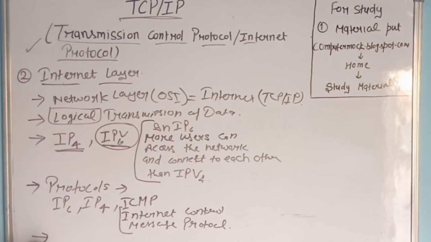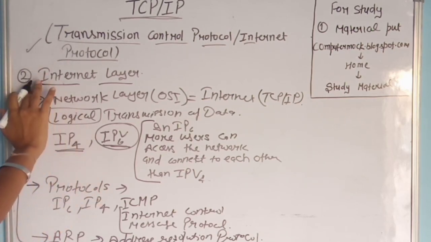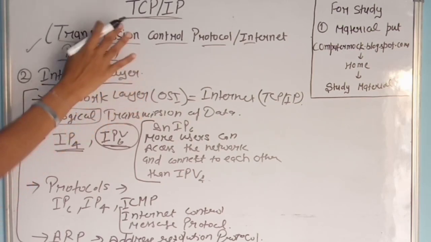The last protocol used by this layer is ARP, the address resolution protocol. This is the most important protocol, and it is used in two layers of the TCP/IP model: the network access layer and the internet layer. So these are all the important points related to the second layer, the internet layer, of the TCP/IP model.